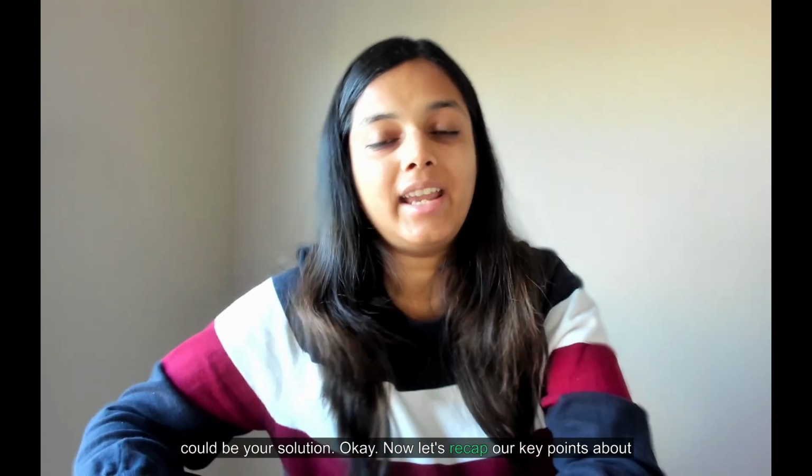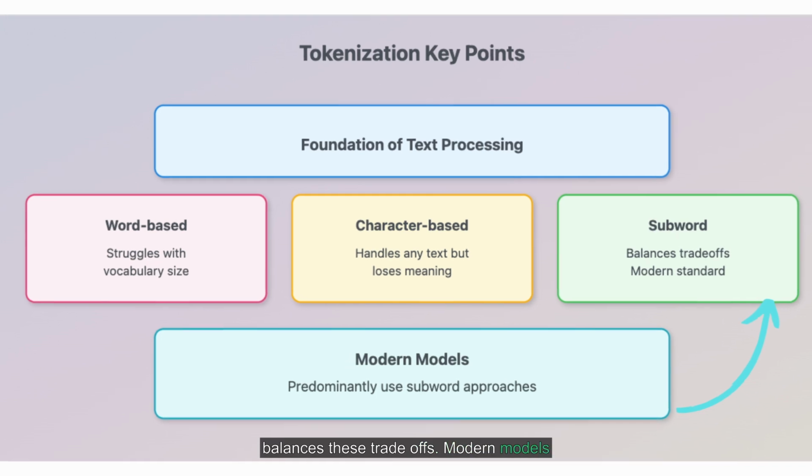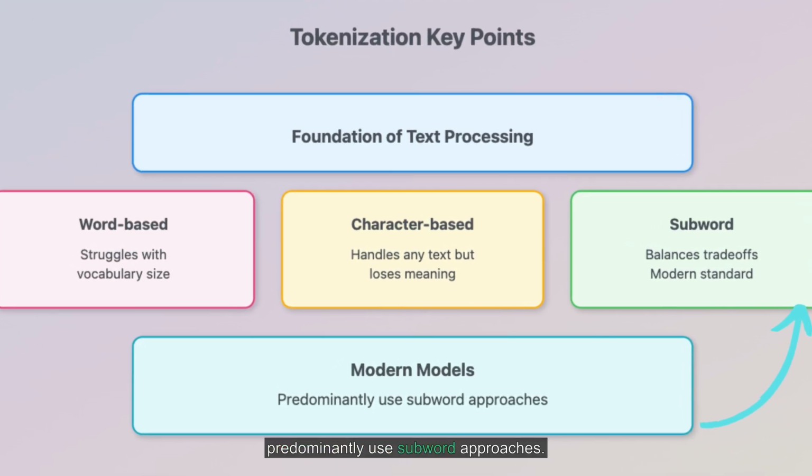Okay, now let's recap our key points about tokenization. It's the foundation of text processing. Word-based tokenization struggles with vocabulary size. Character-based tokenization handles any text but loses meaning. Subword tokenization balances these trade-offs. Modern models predominantly use subword approaches.